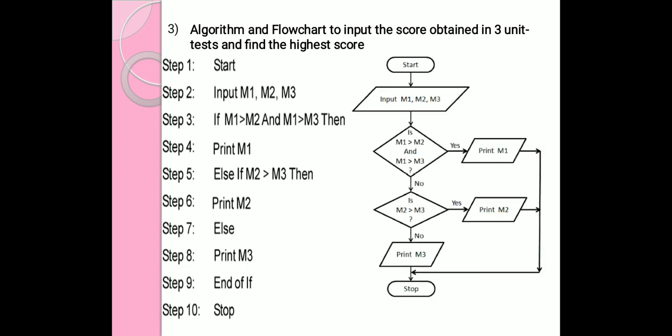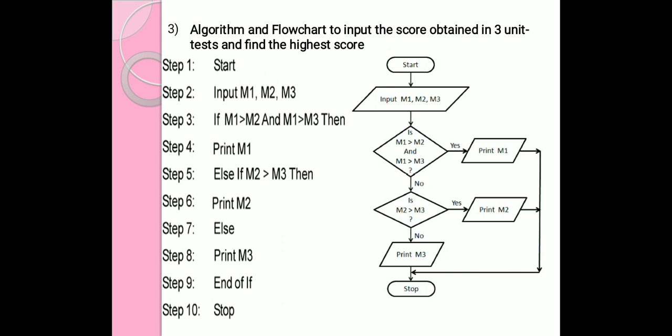The flowchart for this is: start, input 3 marks as M1, M2, M3. Then compare these with the decision box, that is, the rhombus box. Is M1 greater than M2 and M1 greater than M3? Go to the yes. If it is true, print M1. Else, go to the next decision box.